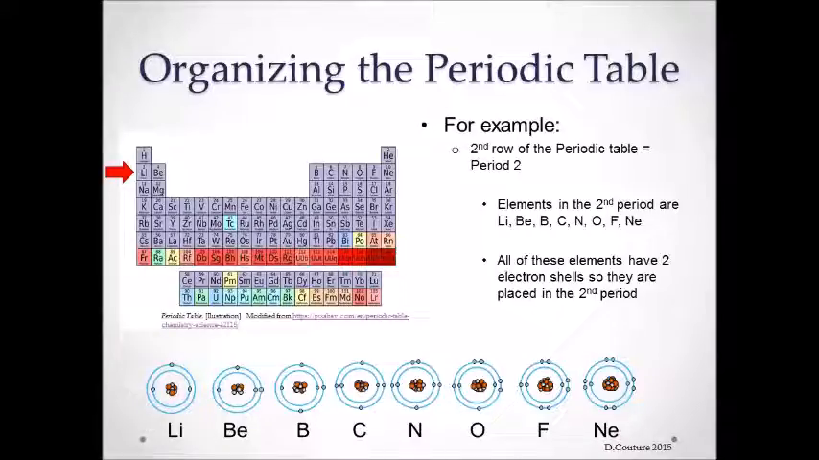If we wanted to add an electron to get to, let's say, sodium, which is on the next row, we'd actually have to add another electron shell.